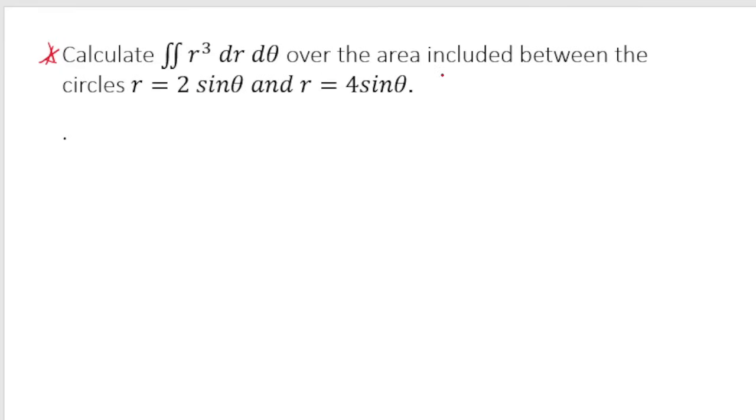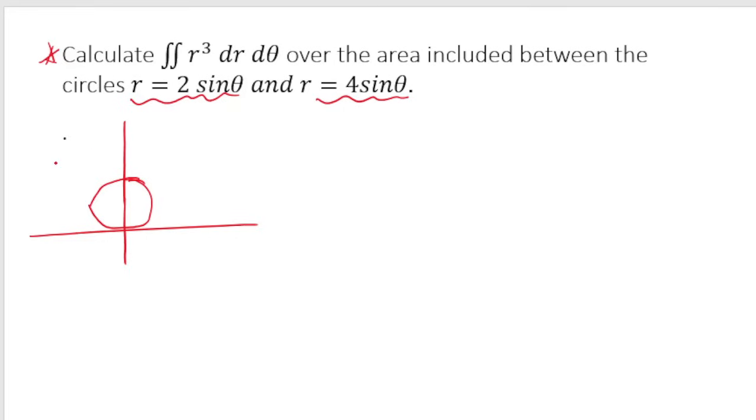So calculate this over the area included between the circle r is equal to 2 sine theta and r is equal to 4 sine theta. Again, I would suggest you think about how these curves can be drawn, but I'm not going into the detail of it. I'm just directly drawing the curve here. So r is equal to 2 sine theta, the curve will look like this. This is a circle, right? And the equation r is equal to 4 sine theta will be a bigger circle.